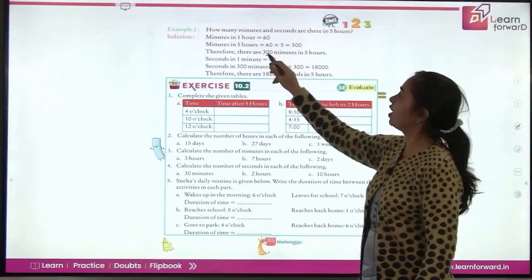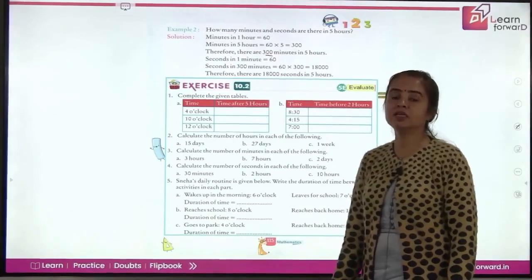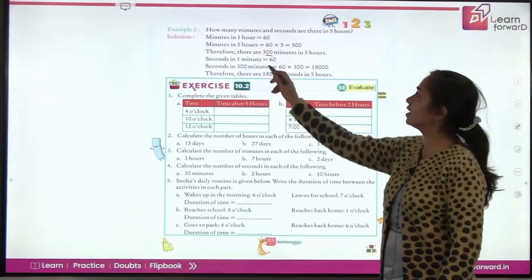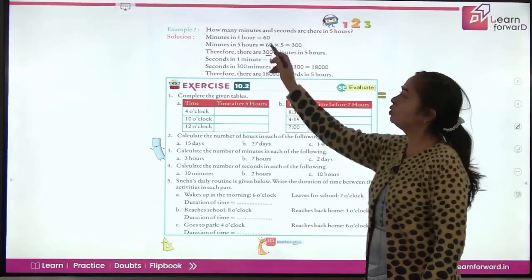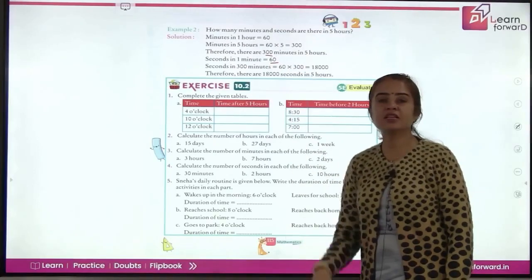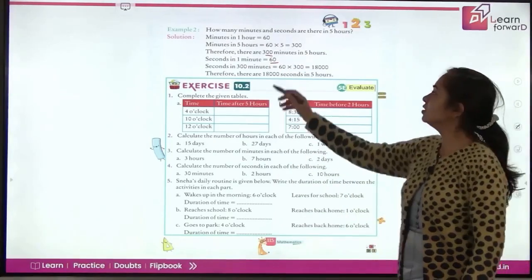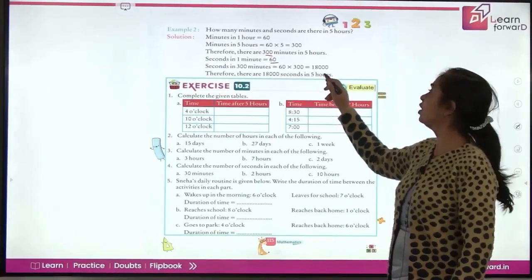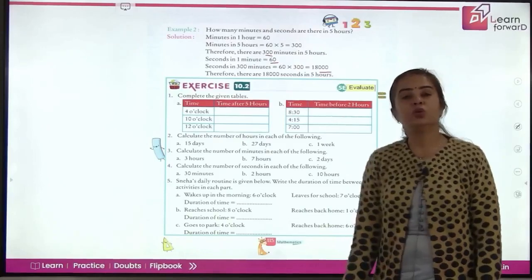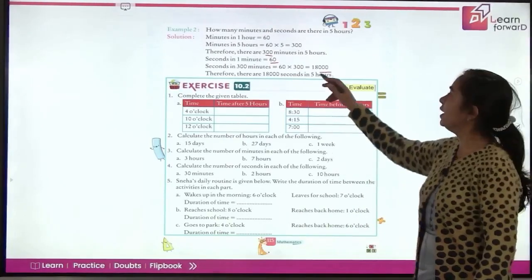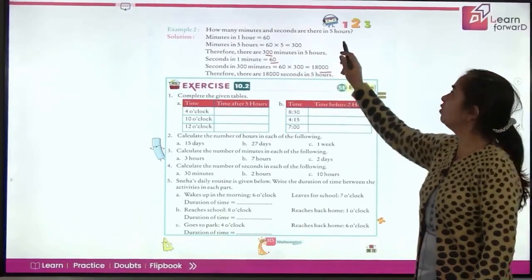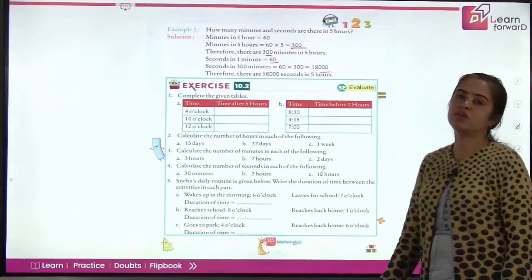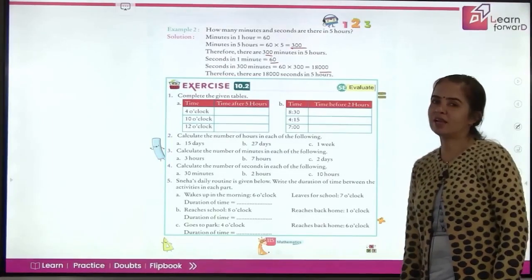Now in these 5 hours, you have 300 minutes. And again in 1 minute, how many seconds are there? 60 seconds in 1 minute. So what do you think, in 300 minutes, how many seconds will be there? Exactly 60 times 300, which will give you 6 threes are 18, and you put 3 zeros after it, you get 18,000. So there will be 18,000 seconds in 5 hours, and there will be 300 minutes in 5 hours. This is what you were needed to calculate.